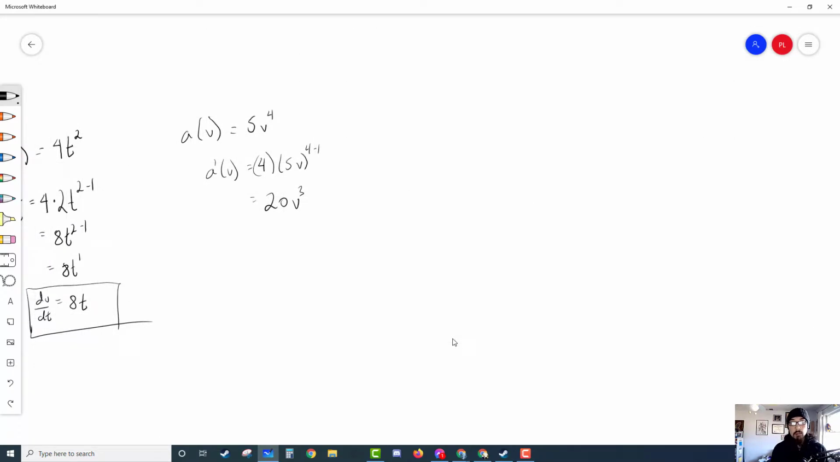It can get a little bit more complicated, and we'll do a couple more examples so that you can see that. So let's try A sub t is equal to 5t to the 4th minus 3t to the 3rd plus 12t squared, and we'll do plus 75. So here's our function.